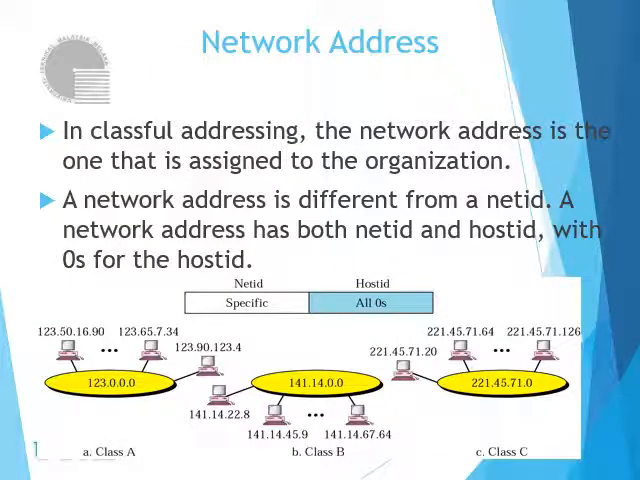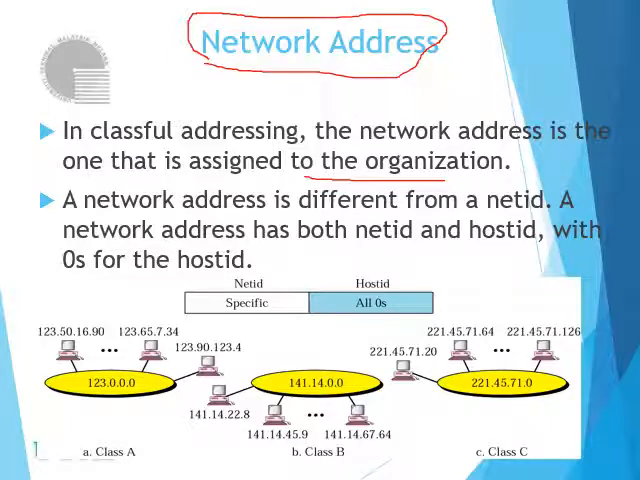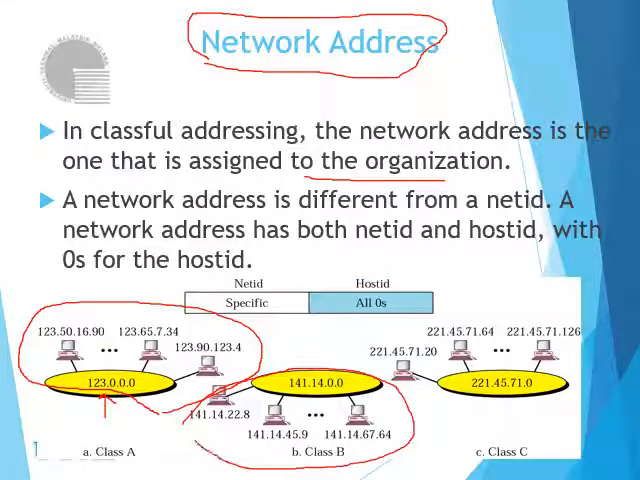Okay, so we have discussed this before. The network address is the first address, isn't it? The first address is the network address. The network address is the one that is assigned to an organization. So this is an organization, and this is a different organization. So how do we identify the organization based on the network address?